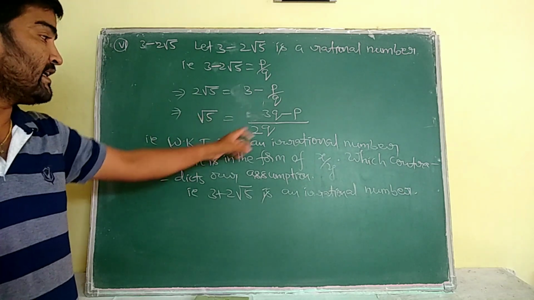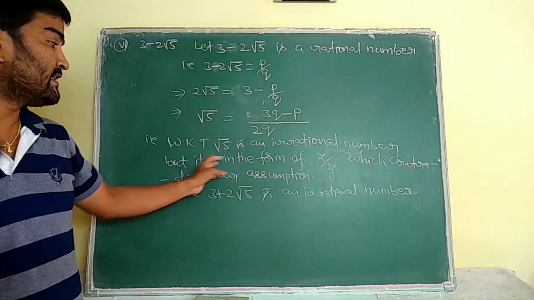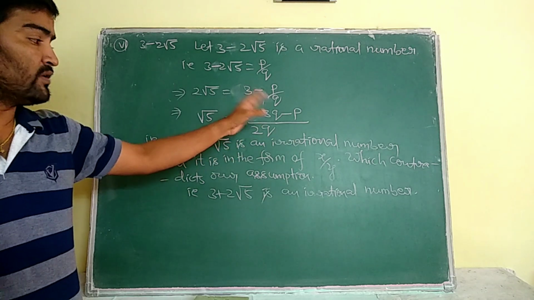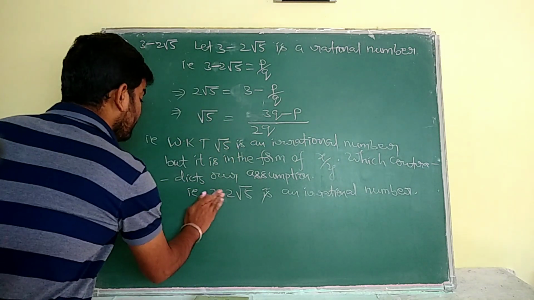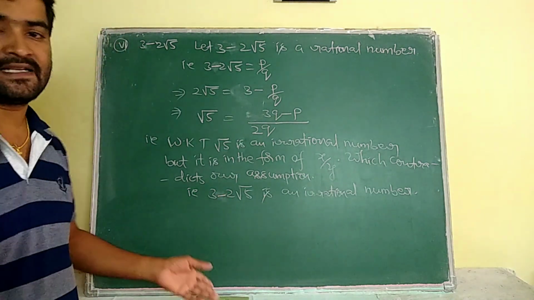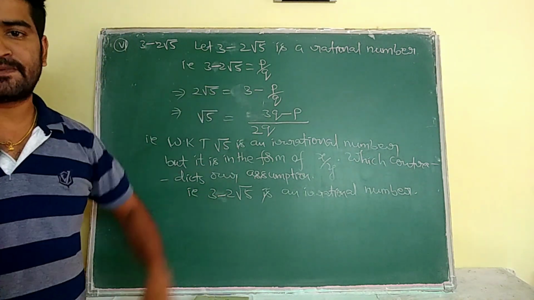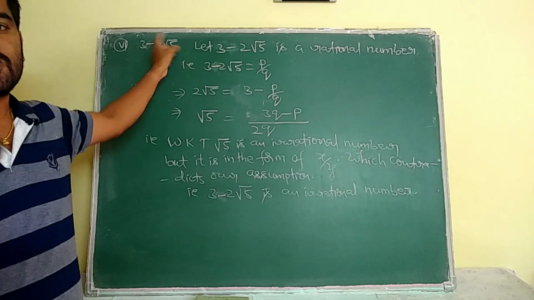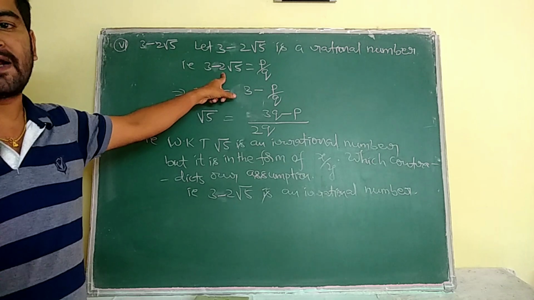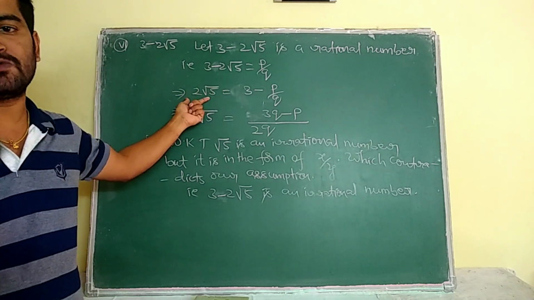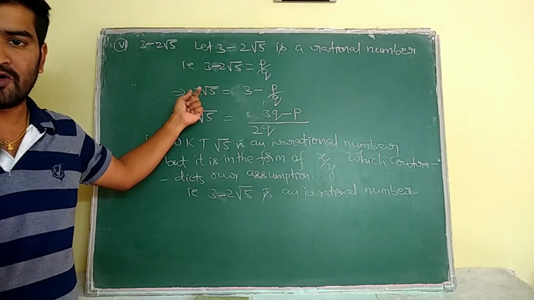Again, we know root 5 is an irrational number, but it is in the form of x by y. So it contradicts our assumption, that is 3 minus 2 root 5 is an irrational number. That is the small difference between 3 plus 2 root 5 and 3 minus 2 root 5. Just this is the difference here. We have to write this radical value as positive always. Remember this particular point. Okay?